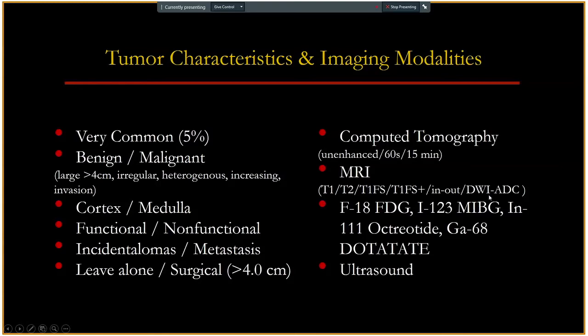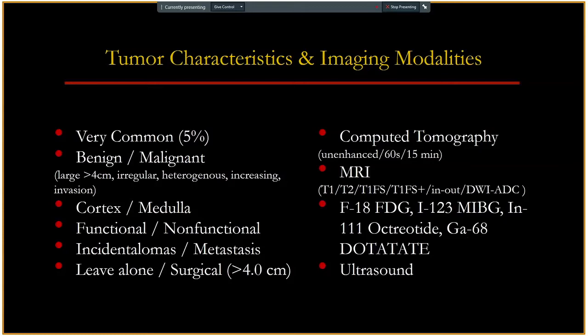We have several options in nuclear medicine to image the adrenals: F18 FDG, I-123 MIBG, Indium-111 octreotide, and more recently Gallium-68 dotatate. So these two, indium-111 octreotide and gallium-68 dotatate, are specifically for neuroendocrine tumors. And so you can imagine that the adrenal medullary tumors would be imaged using these agents.